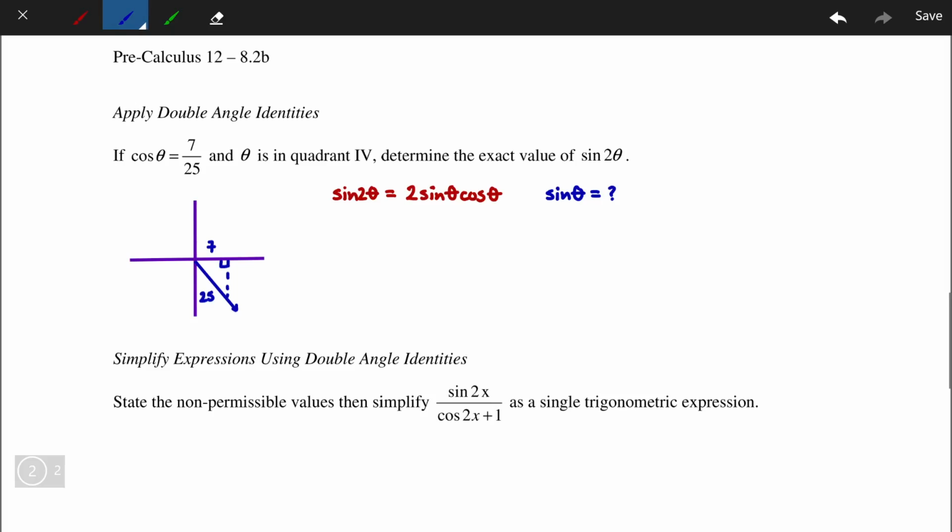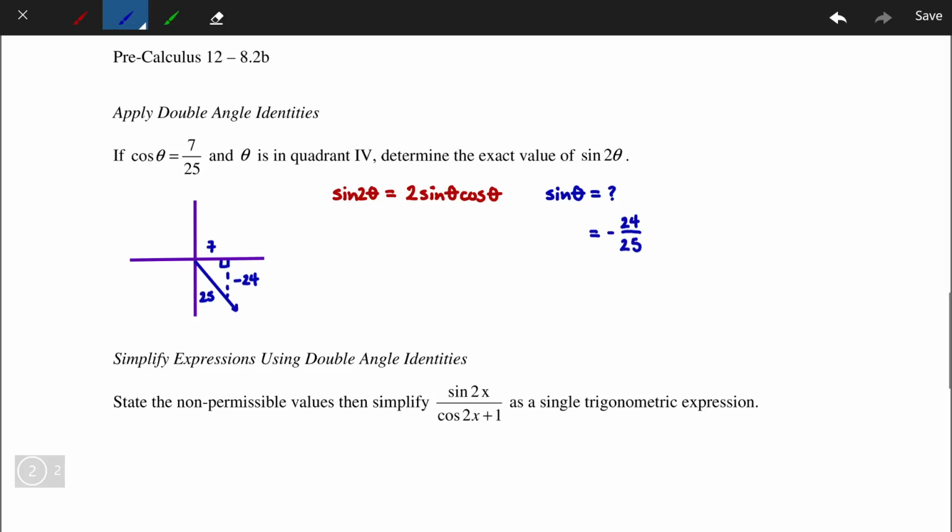So once again, we have the 25, 7, and 24 triangle. So this side is going to be negative 24. Again, 25 squared is 625, and then 7 squared is 49. The difference is 576, which gives us a square root of 24. And because it's in quadrant 4, y values will be negative, so this is negative 24. And the conclusion that we get from all this is that sine theta is equal to negative 24 over 25.